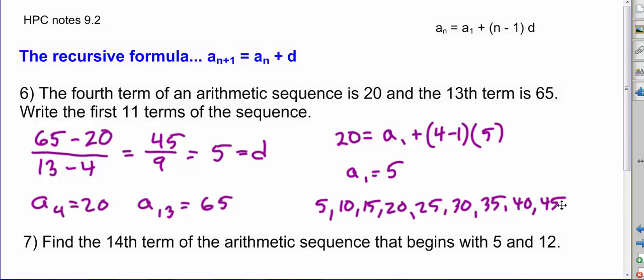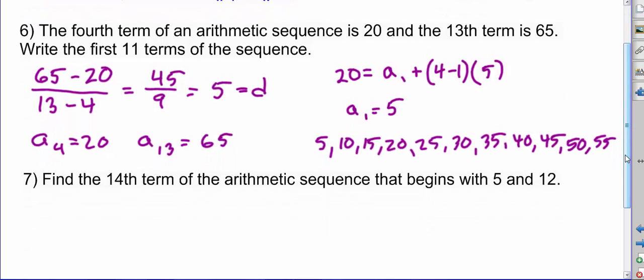I would imagine some of you are saying, you know, Mr. Hale, I probably could have figured this out without finding a sub 1 like you did right here. You probably could have just worked backwards knowing that difference. That's fine too if you are comfortable with that. I'm just showing you a method that'll work all the time. Alright, so here we go.